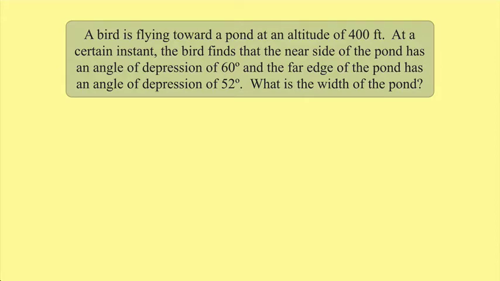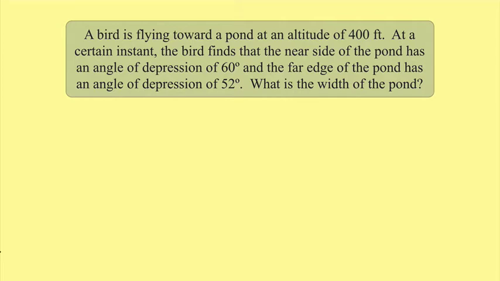A bird is flying toward a pond at an altitude of 400 feet. At a certain instant, the bird finds that the near side of the pond has an angle of depression of 60 degrees, and the far edge of the pond has an angle of depression of 52 degrees, and you were asked to find the width of the pond.